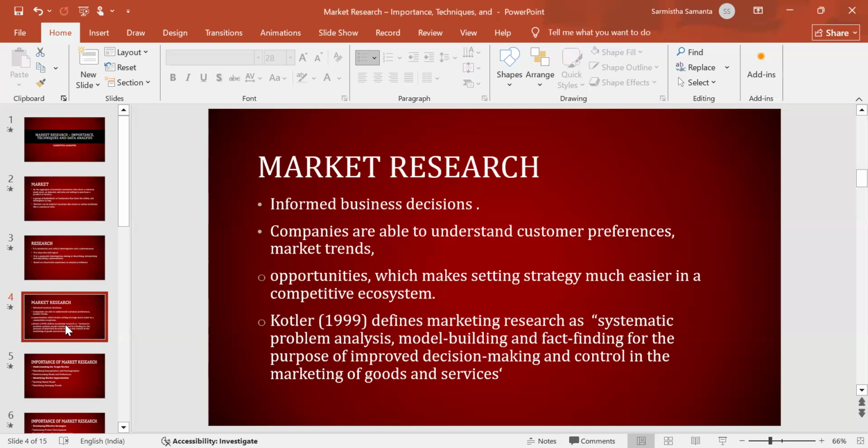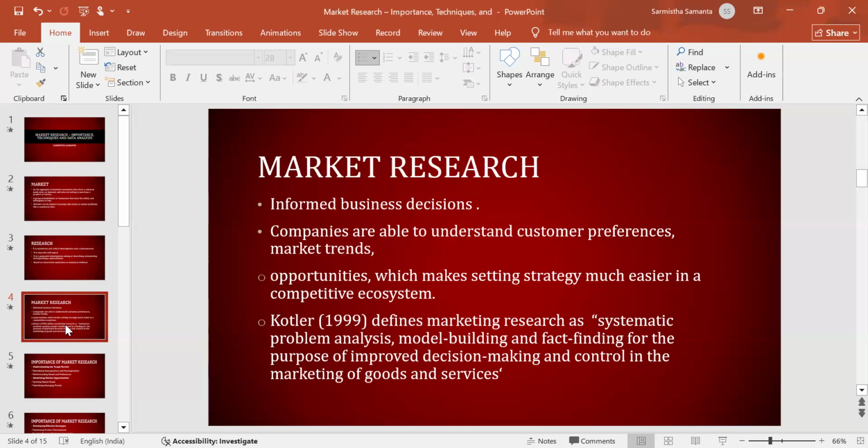At what time does a business do market research? First of all, when they want to introduce a new product in the market. If the business wants to introduce a new product, to analyze whether the consumer is going to purchase it and what the customer preference is, companies do market research beforehand. In that case, companies are able to understand what consumers prefer and what the market trends are.